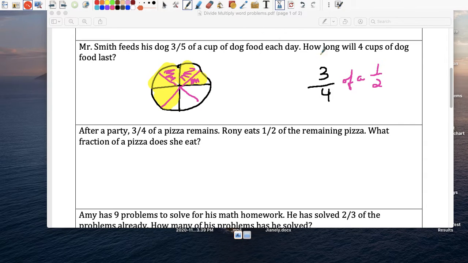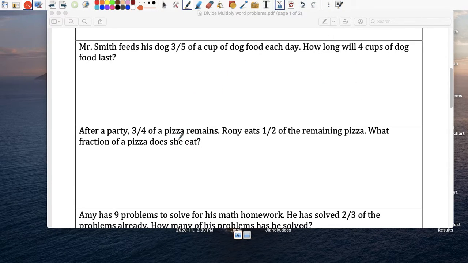I'm going to rewrite this. Right? Quitó 1/2 of 3/4. De los 3/4 que tenía yo, cogió la mitad, 1/2. What's the answer? 3 over 8. ¿Cuánto comió él? 3 over 8.